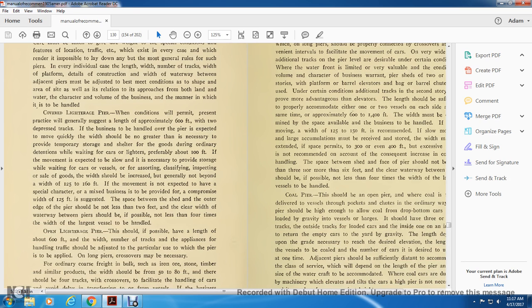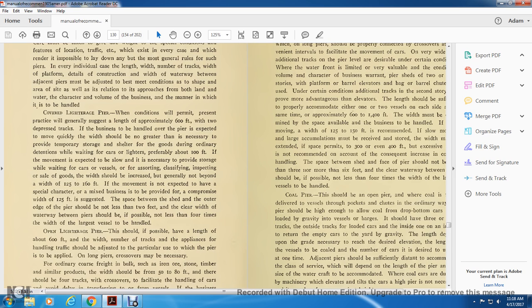Covered lighterage pier. When the conditions permit, the general practice suggested is a length of approximately 600 feet with 2 depressed tracks, in business handled over the pier which is expected to move quickly. The width should be no greater than necessary to provide temporary storage and shelter of the goods during the ordinary detentions while waiting for the cars or lighters, preferably about 100 feet.